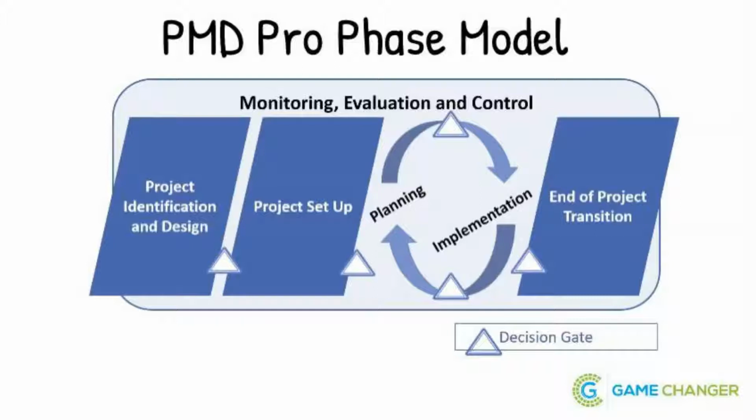The planning and implementation is shown as an iterative cycle, because you may come up with a good plan, a great plan, then move on to implementation and actually realize that due to some field reality, due to some challenges, you may have to adjust your plan. So you change your plan, then go back to implementation. That's why it's an iterative cycle. So that's the PMD Pro phases.